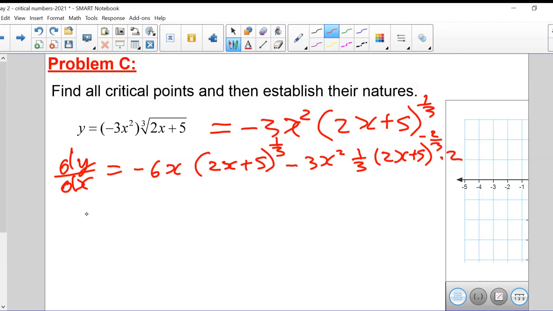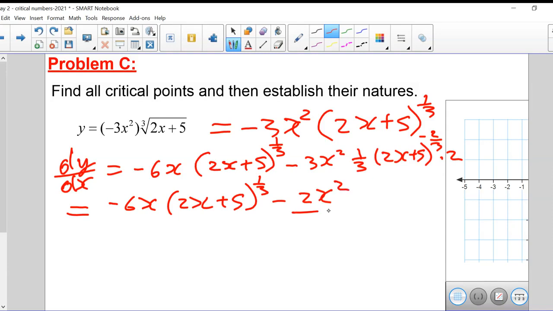So let's see if we can tidy this up just a little bit. That would be minus 6x times 2x plus 5 to the 1/3. And let's see now, these two cancel each other out. So I'm going to have minus 2x squared, and let's put that over the cube root of 2x plus 5, all squared. I'm hoping that makes sense to everybody.